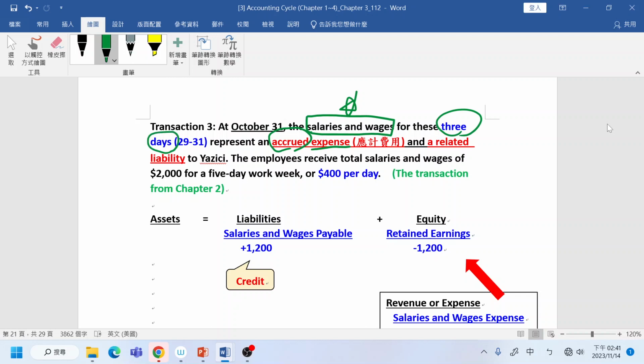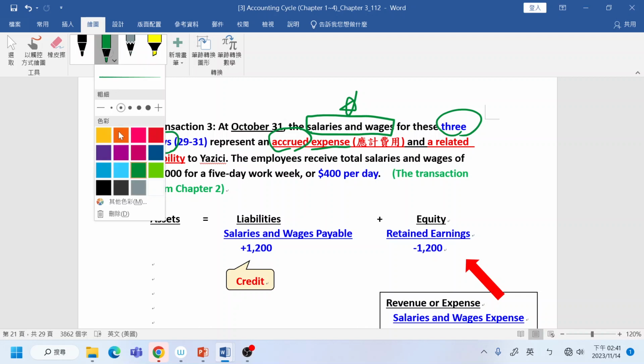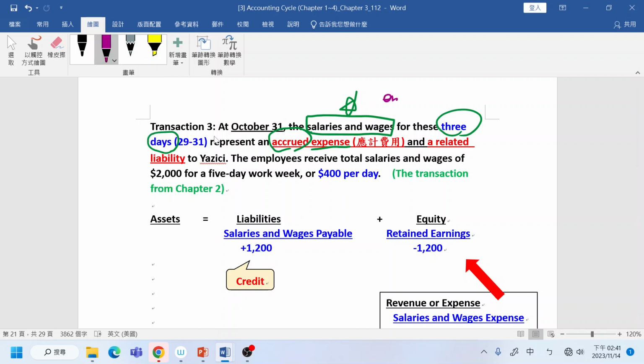Okay? Salaries and wages occurred 3 days. So what happened? It means employees work for you 3 days. Okay? So employees work for you 3 days, but we haven't recorded yet. Also, we haven't paid their money yet. Okay, so they work for you, but you haven't paid.